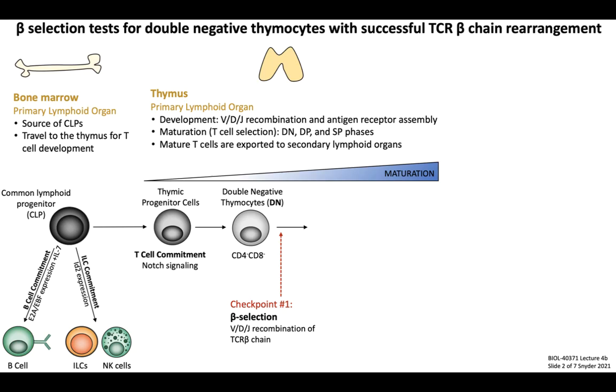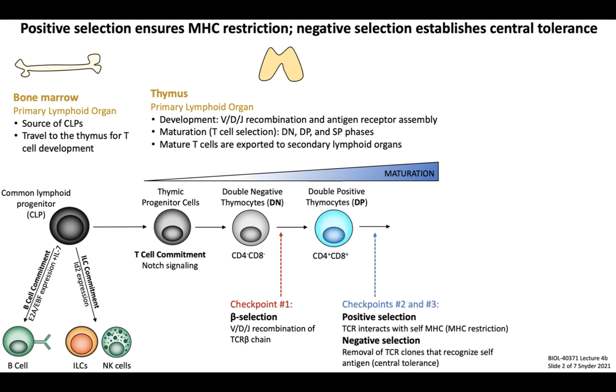At the double negative stage, these thymocytes express a TCR beta chain that has undergone VDJ recombination, and beta selection is a process that tests the functionality of that beta chain, which we will learn more about shortly. Next, thymocytes that successfully pass beta selection upregulate expression of both CD4 and CD8 co-receptors and become something referred to as a double positive thymocyte, or DP thymocyte.